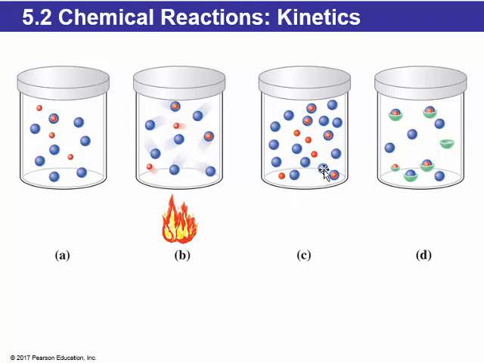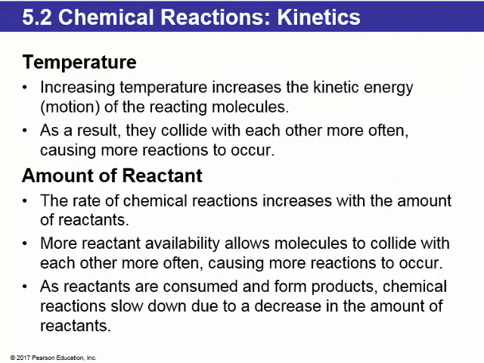In the third beaker, we see more reactants. As we increase the concentration of our reactants, we will also have more collisions between the reactant molecules and then form product more quickly. And then in the last beaker, we see these green half spheres, which represent catalysts. Catalysts also increase reaction rate.